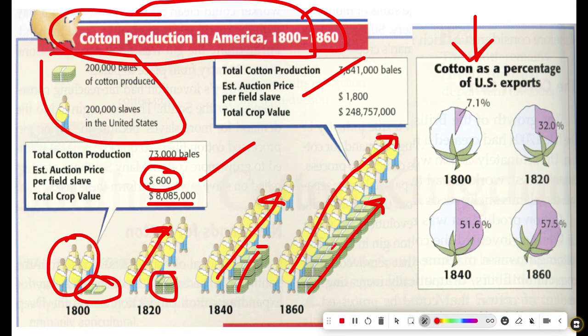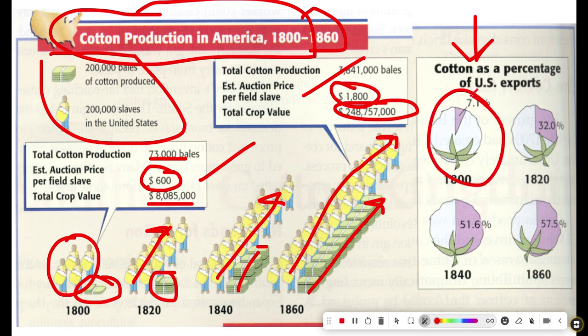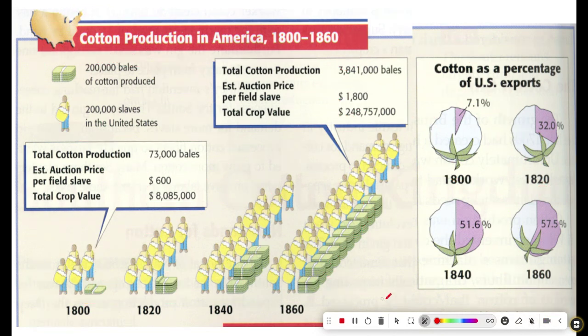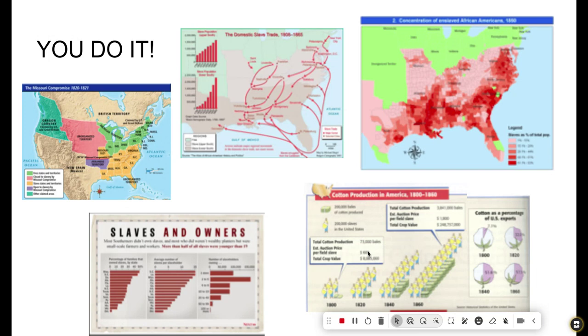So what's the relationship? We know that as cotton grew and became more and more lucrative and had more and more value, going from $8 million to $248 million, the cost or value of an enslaved person also went up. And as cotton expanded, it started with 7.1% of our exports, but by 1860, 57.5% of what the United States is selling to other countries is cotton, and that is cotton that is grown on the backs of enslaved people. So that's how you do it.